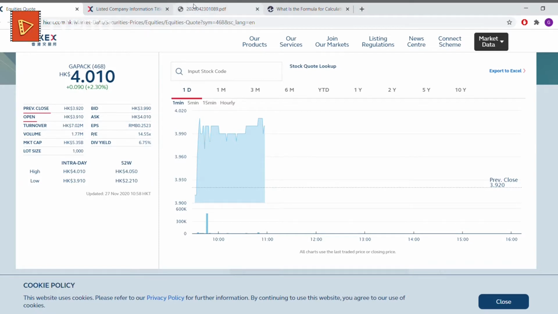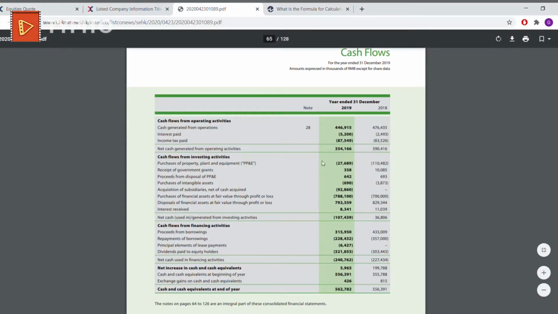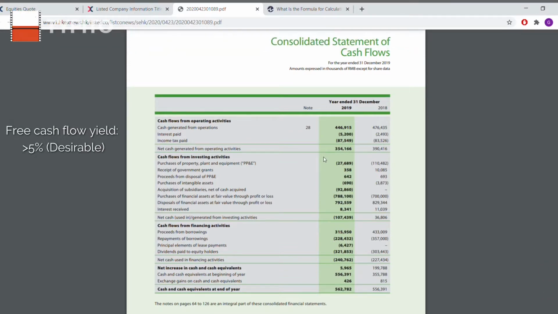an acceptable figure. Usually, when I invest in a company, I tend to prefer the free cash flow yield to be around 5 to 10%. Anything above 10% is very ideal, but the minimum figure that I will be looking at for free cash flow would be at least a 5% free cash flow yield. So what it means is that Greatview Aseptic actually passed this free cash flow test, and I'm comfortable with the cash flow that it is generating from its operations.